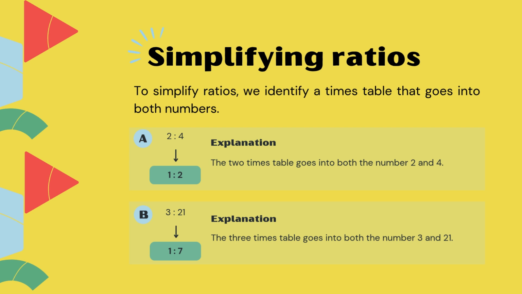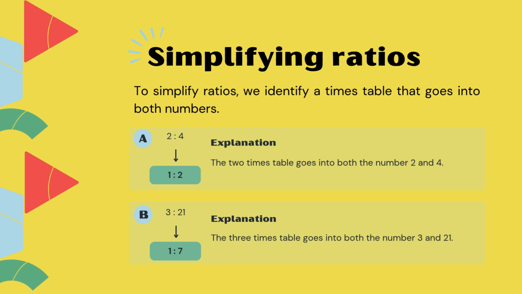Okay, so to simplify ratios, we have to say to ourselves, we need to identify a times table that goes into both numbers, right? So in part A, I have 2 and 4. I have to identify a times table that goes into 2 and 4. In this case, we're dividing. We're not multiplying, we're dividing. And I would say the 2 times table goes into 2 and 4. So 2 divided by 2 gives me 1, and 4 divided by 2 gives me 2. And that's in the simplest form. I can't divide or simplify that any further.